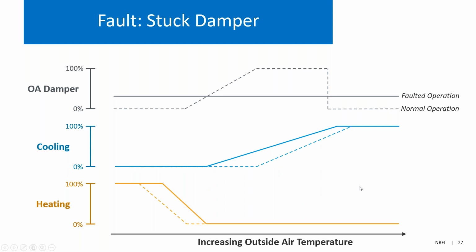So this is one potential way that you could look at the behavior of an air handler and determine, is this a stuck damper fault? What does the pattern of operation look like over time?